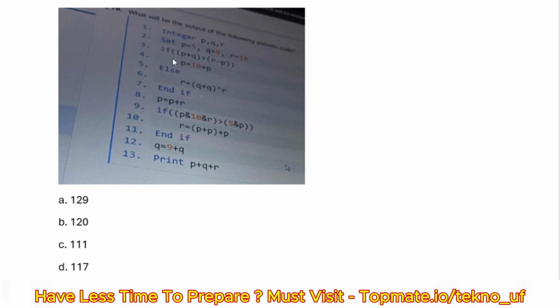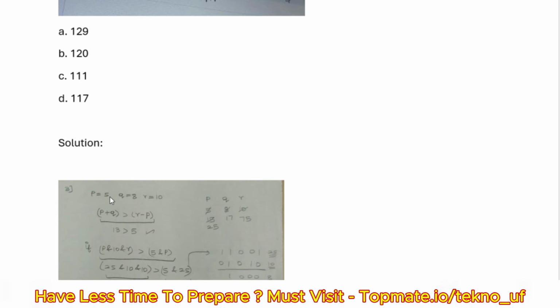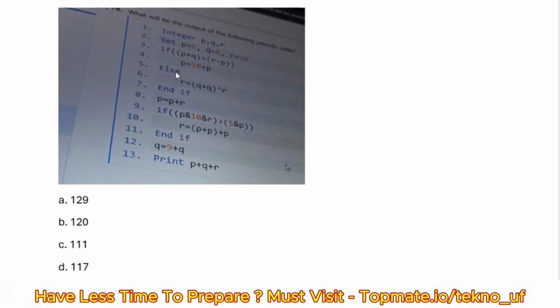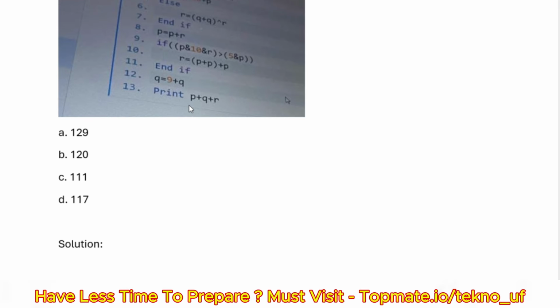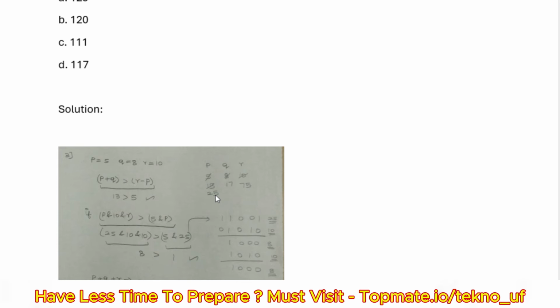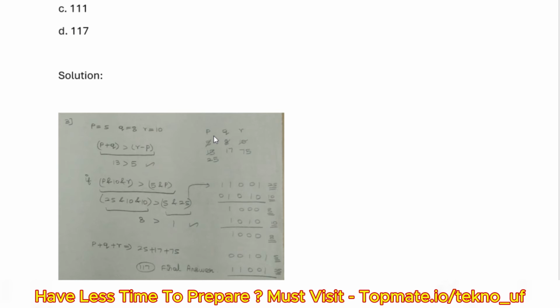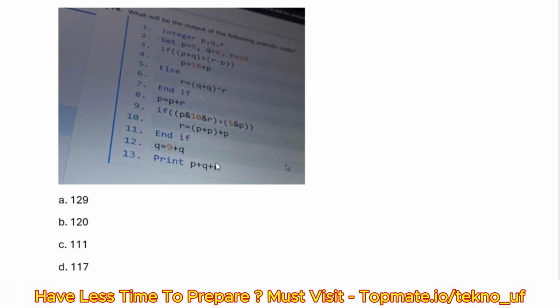So the condition is true, and we can enter the if part. P equal to 10 plus p. We need to increment p by 10. P is 5, so we add 5 plus 10, which means 15. So the current value of p is 15. We can skip the else part and go to the line p equal to p plus r. The current value of p is 15 and r is 10. So 15 plus 10 becomes 25, and we assign 25 to p. This is the current value, 25.